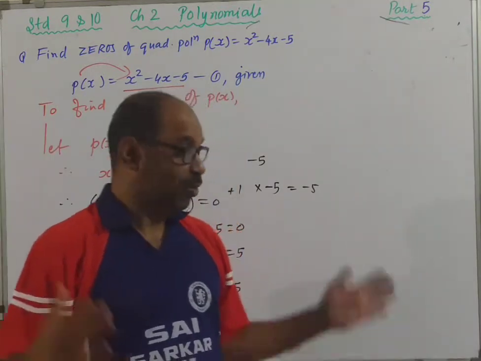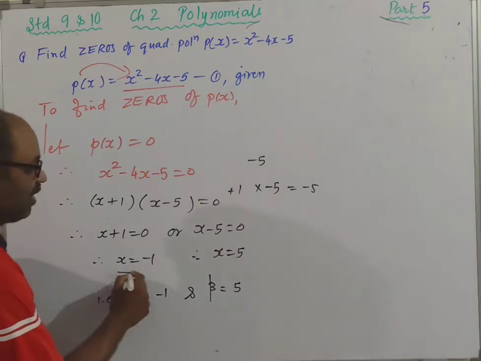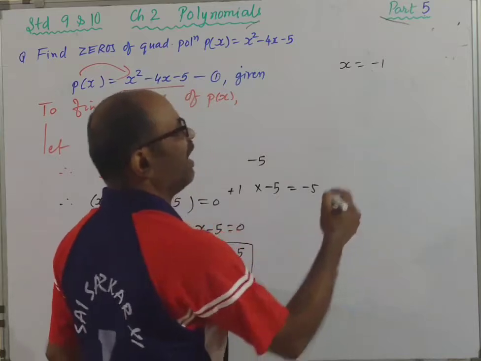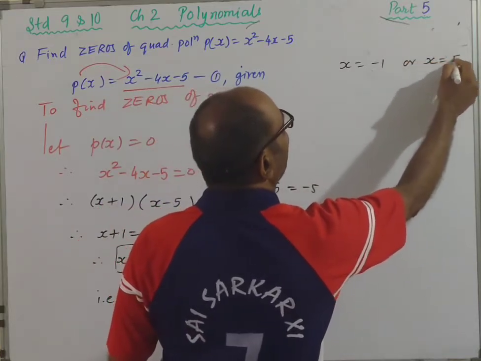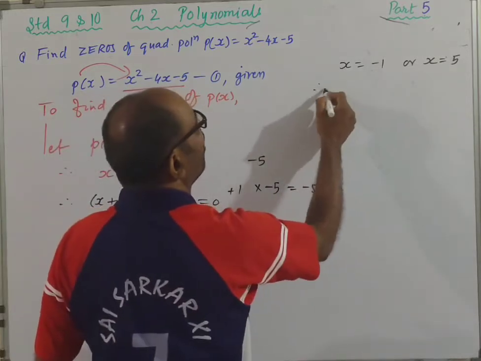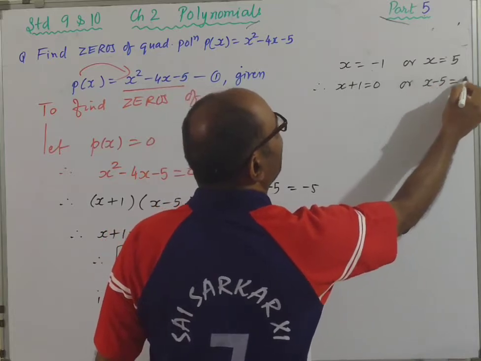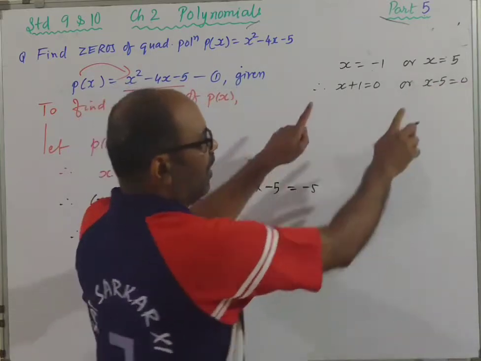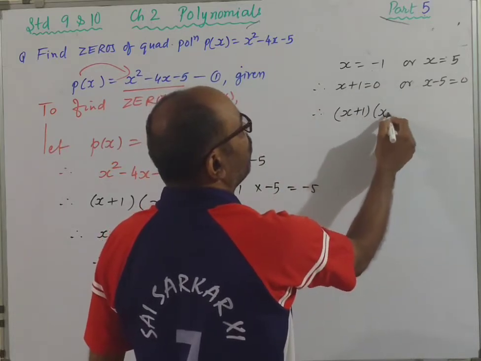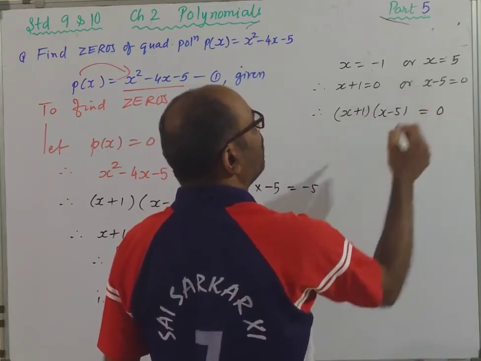Let's see. So here it is. I'll start in reverse. X is equal to minus 1 or x is equal to 5. Complete reverse process. Take 1 and minus 1 on this side, x plus 1 equal to 0 or x minus 5 equal to 0. Use Euclid's property. Product of left hand side is equal to product of right hand side. So x plus 1 into x minus 5, left hand side into left hand side, is equal to right hand side into right hand side. 0 into 0 will be 0 only.